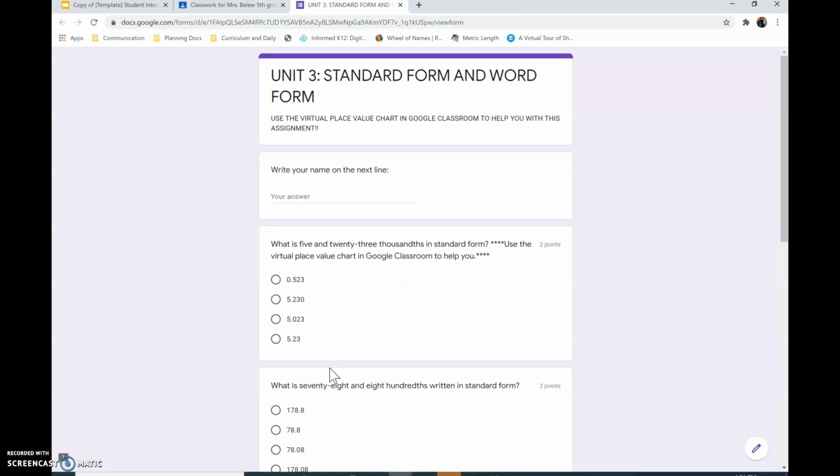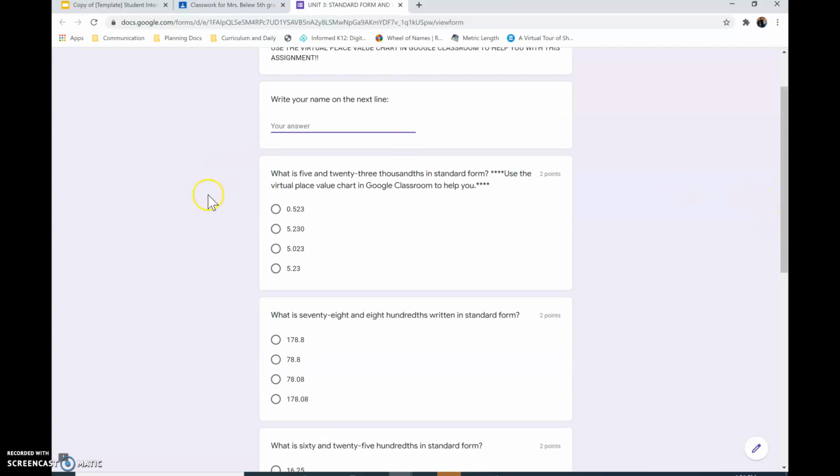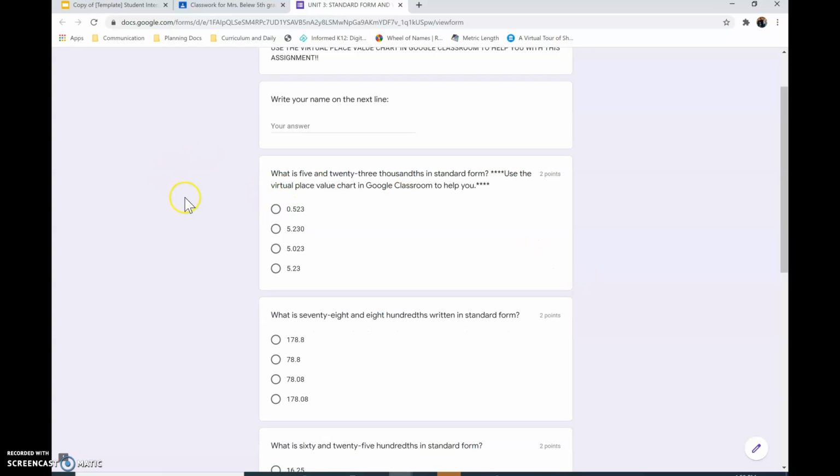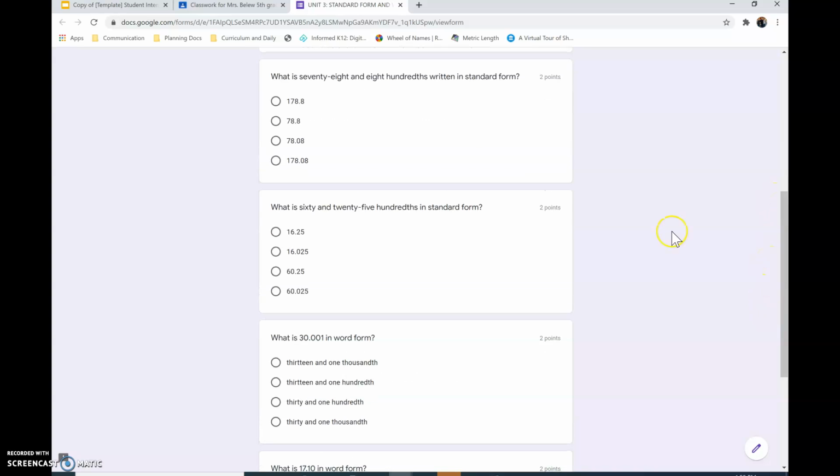So this is a quiz. You will need to first type your name right there. If you don't have a name there, you don't get credit for it. Then you're going to read each one very, very carefully. Choose the correct answer. What will happen if you get it wrong? It will tell you, this is wrong. Please use your place value chart and rewatch this video.